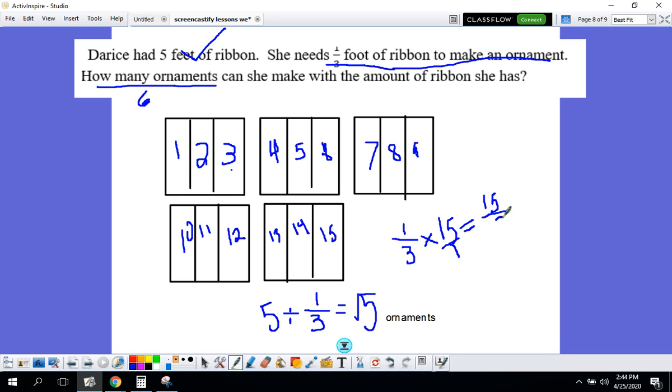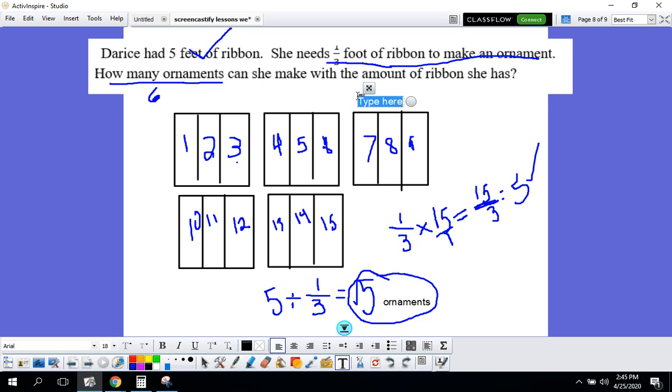3 times 1 is 3. Fraction bar means division, and 15 divided by 3 is 5. So I get back what I started with, so I know I'm right, that the answer should be 15 ornaments. Okay, so that question was a whole number divided by a unit fraction.